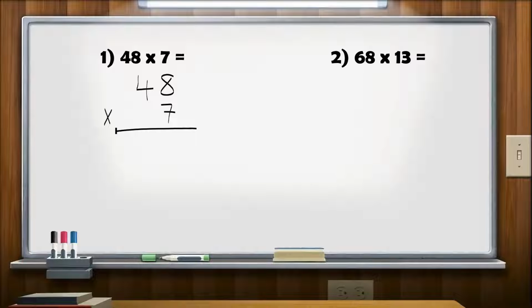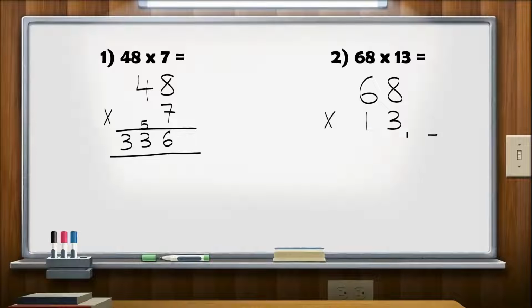So for example, all I'm going to do is I'm going to multiply the 7 with the 8, which gives me 56. And then I will carry over my 5. This 5 will now be added on when I multiply the 7 with the 4, which is 28, add 5, which is 33. And there you have it. 48 multiplied by 7 will give you 336.